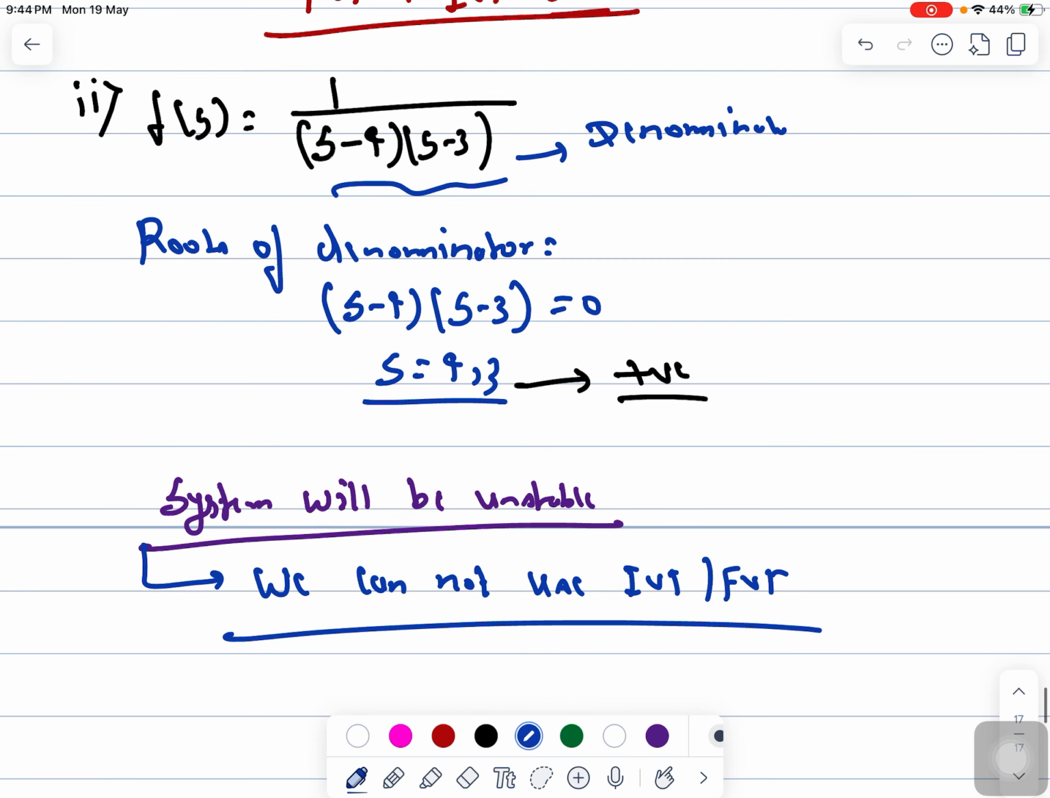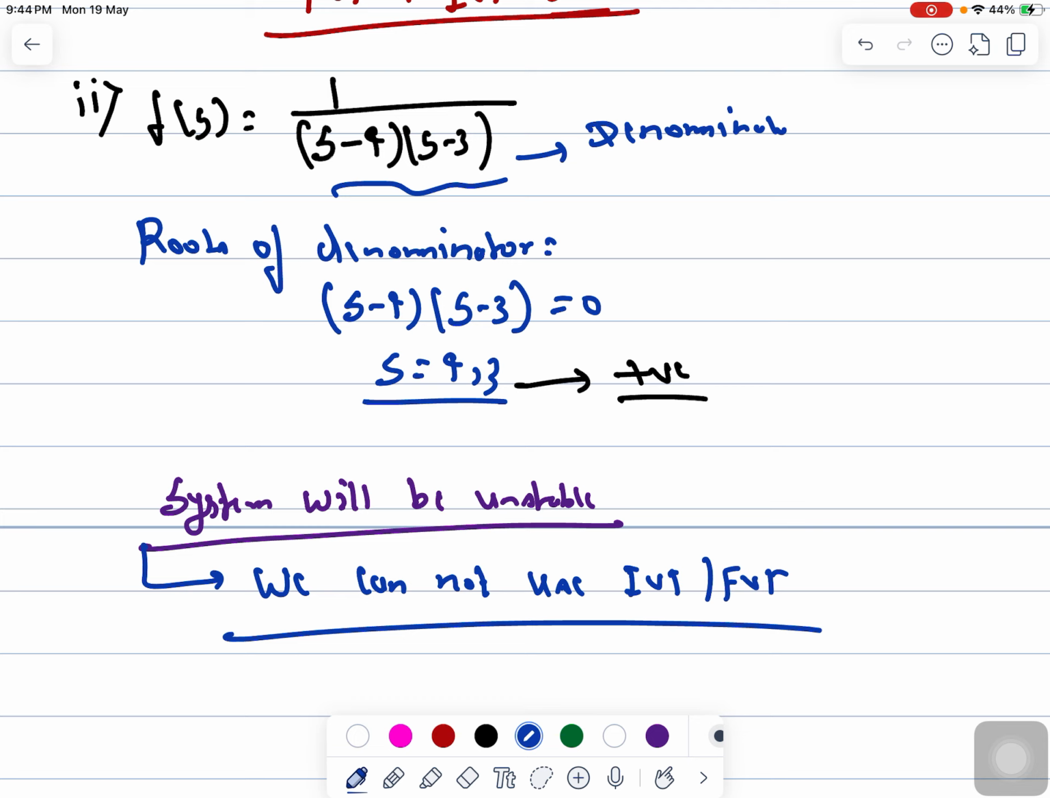But if the roots of the denominator are positive, then you cannot use the initial and final value theorem because the system will be unstable, right? So here the initial and final value theorem fails. So that is the one part.